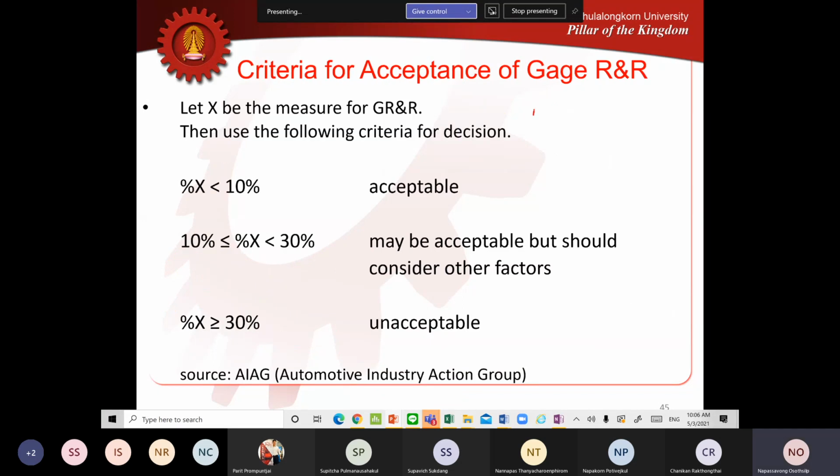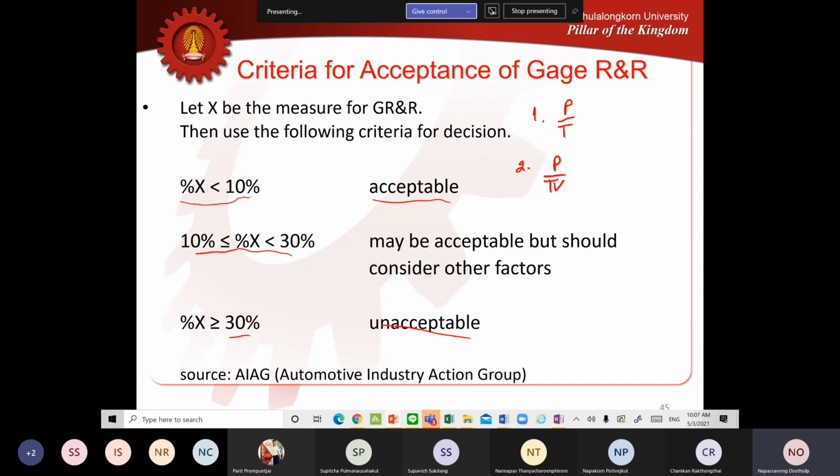So we have two indicators, P to T and P to TV, right? And then we will use this criteria for acceptance. If this ratio is greater than or equal to 30%, that means the variation of the gauge is too much, so we will not accept this precision. If it's less than 10%, that is acceptable for sure. The range between 10 and 30 depends on each company.